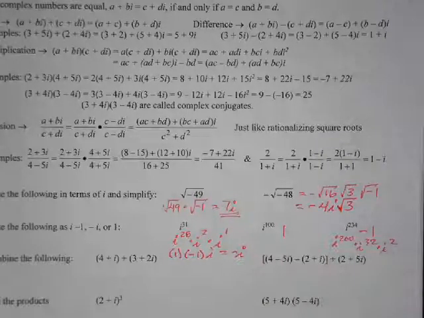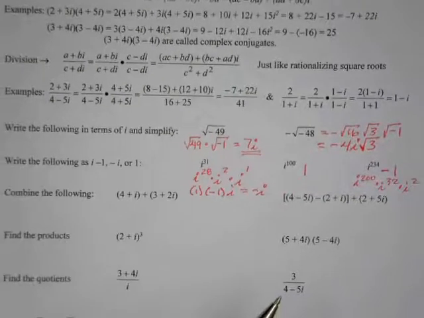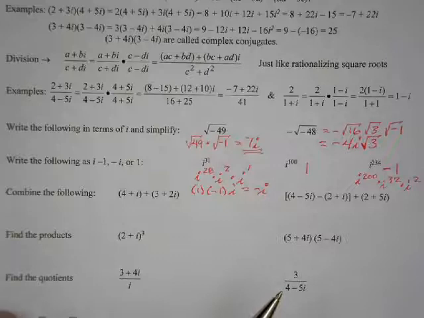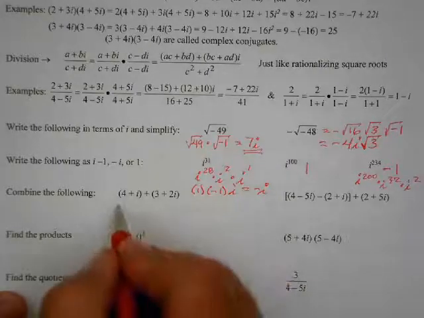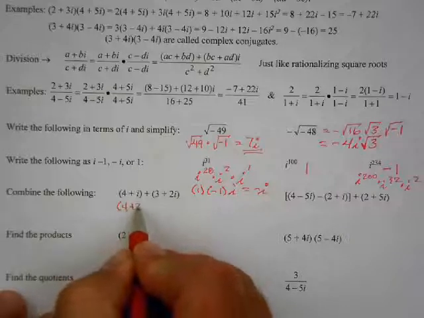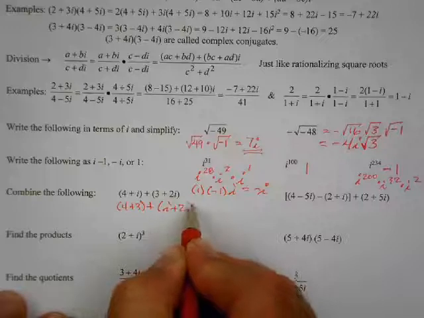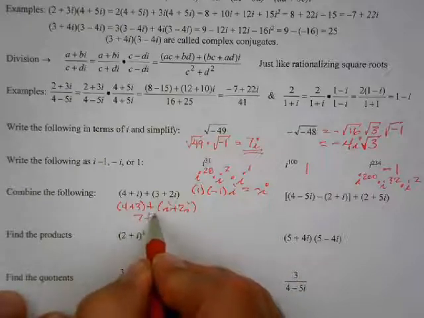All right, now we're going to add a couple. So again, first part's without the i's. Second part with the i's. Final answer, 7 plus 3i.